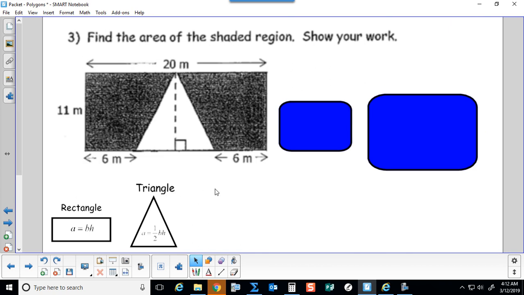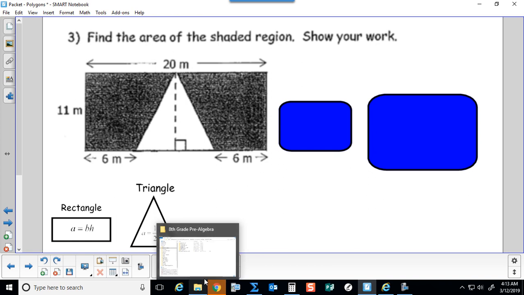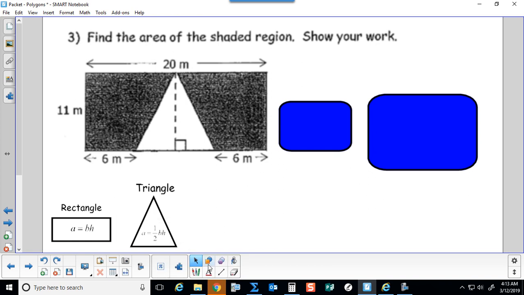Find the area of the shaded region. Here we have a rectangle. So to find the area of the rectangle, the area is the base times height, so we have 11 by 20. And we need to subtract out the triangle. So we need to know the base and the height of the triangle. So the height of the triangle is the same length as the side of the rectangle. So the height is 11.